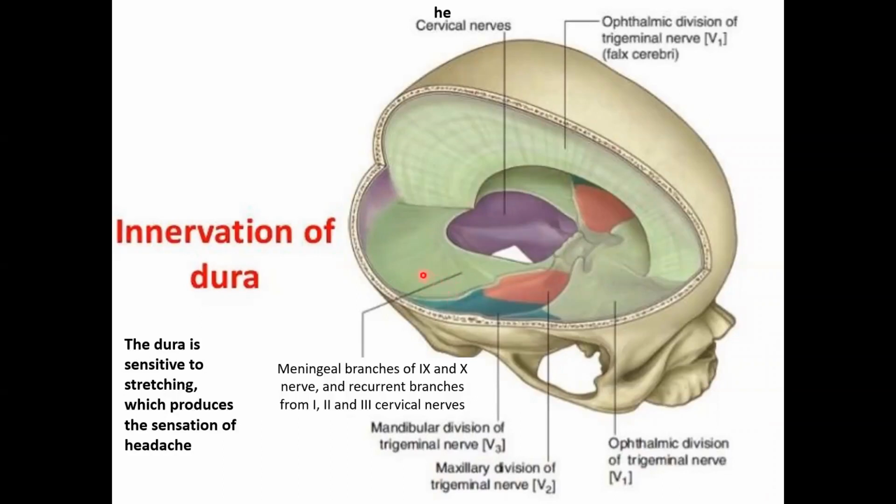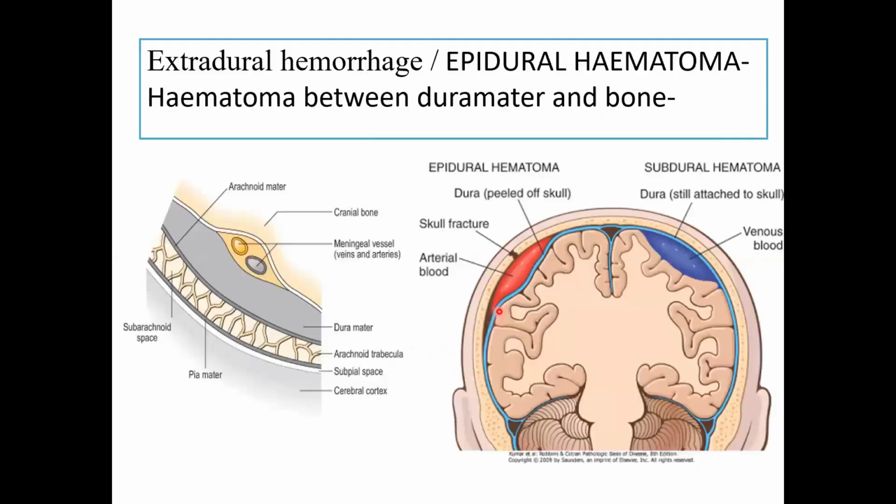But if there is involvement of the dura mater of the posterior cranial fossa, pain will also be referred to the back of the scalp and to the back of the neck region due to involvement of the cervical nerves. Another clinical condition in which the dura mater can be involved is the formation of extradural hematomas.